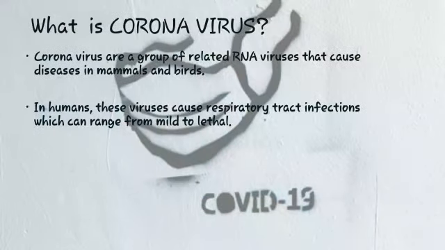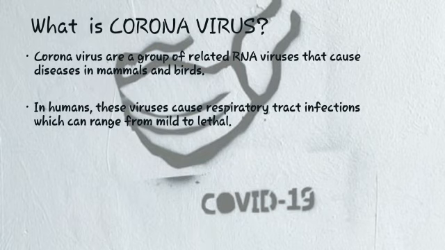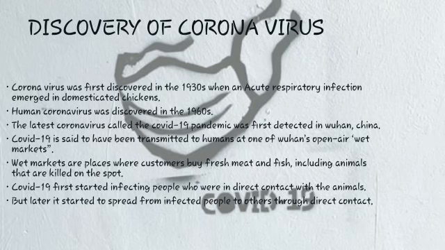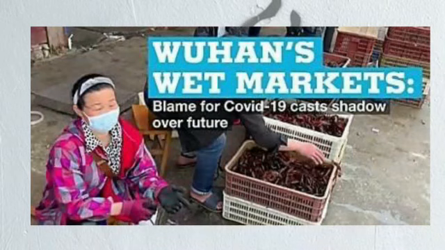Coronaviruses are a group of RNA viruses that cause diseases in mammals and birds and respiratory tract infection in humans. Most recently, COVID-19. Coronavirus evolved in the 1930s and 1960s. The latest coronavirus was detected in Wuhan's wet market in 2020. In the wet market, fresh meat and fish are killed on the spot and sold.